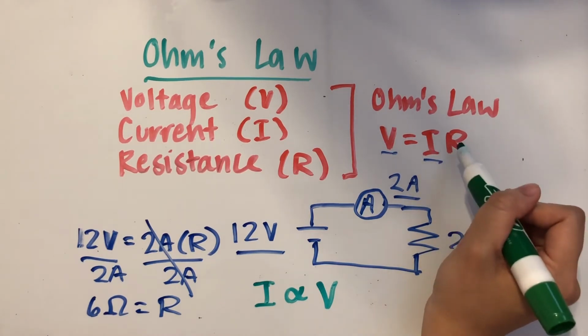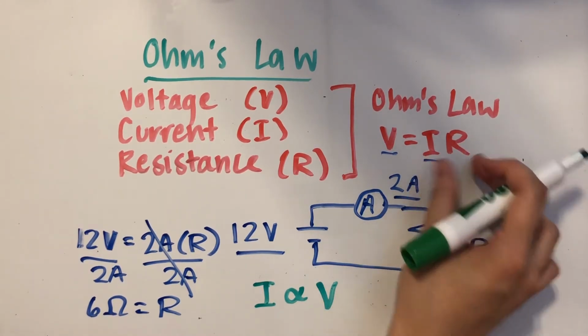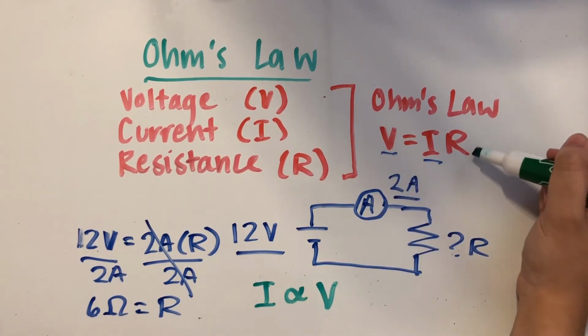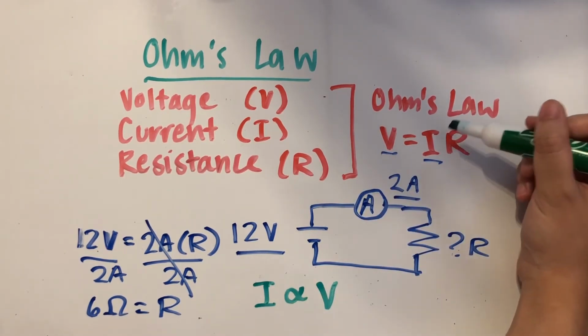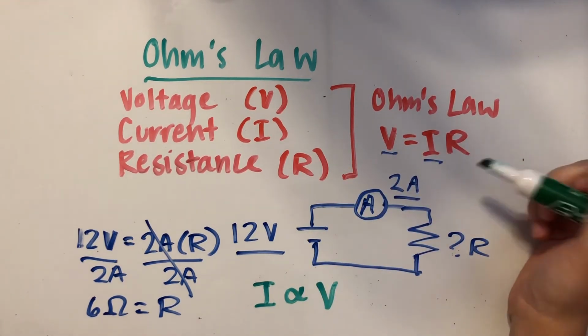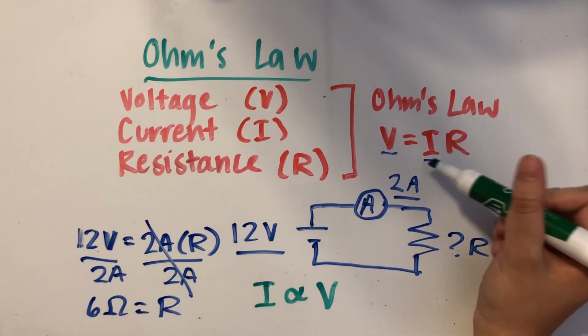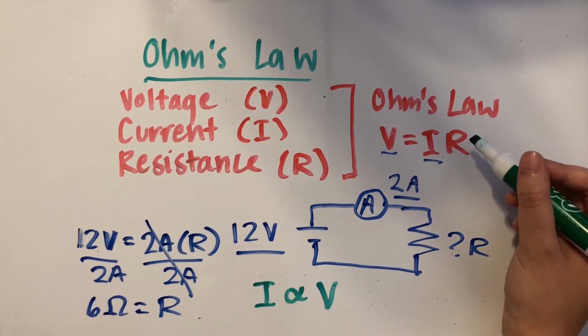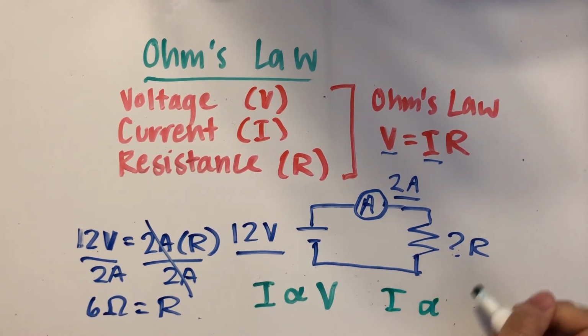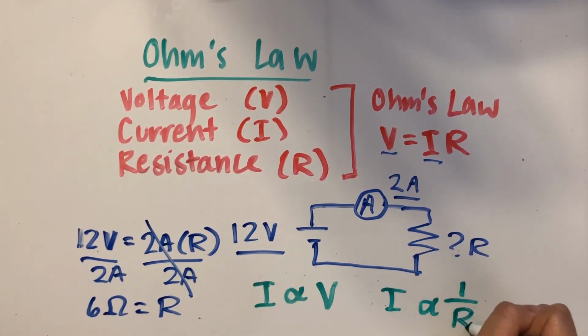And since current and resistance are on the same side of the equation, if you keep voltage constant, then increasing the resistance will do the opposite to current in order to keep the voltage the same. So if you decrease the resistance, current will increase, but if you increase the resistance, then current will decrease. So we can say that current is inversely proportional to the resistance.